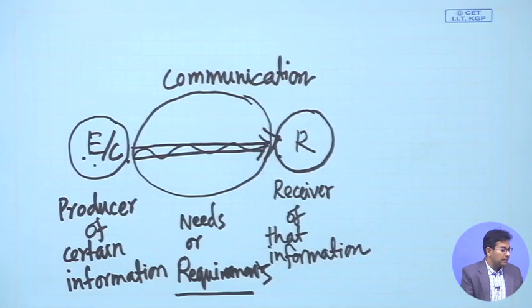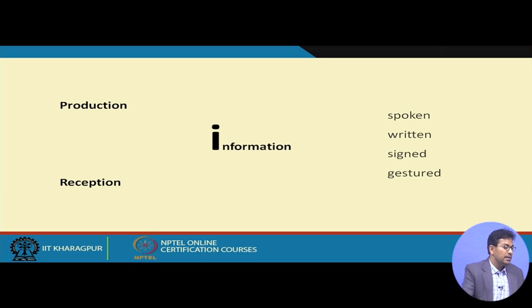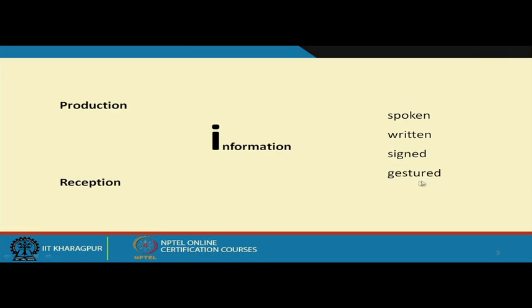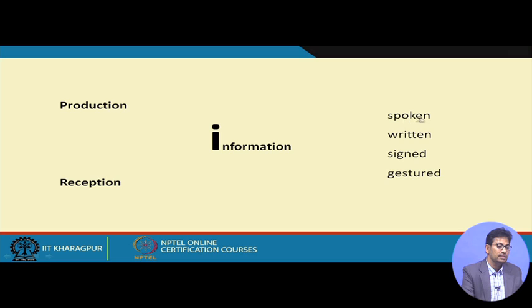Now, another aspect of this is that information is also communicated through different channels, by spoken means, by written means, by signed means. So there are different signs being used for the communication of that information. Many a times we use various signs or various techniques, various symbols for communication, and many a times gestures as well, or a combination of all of these things together.